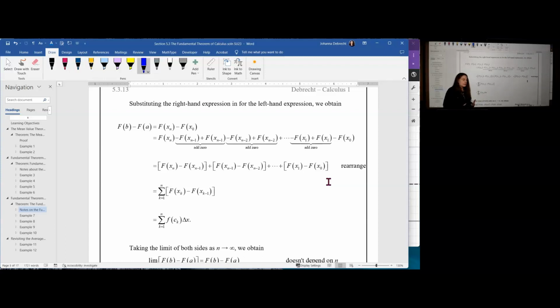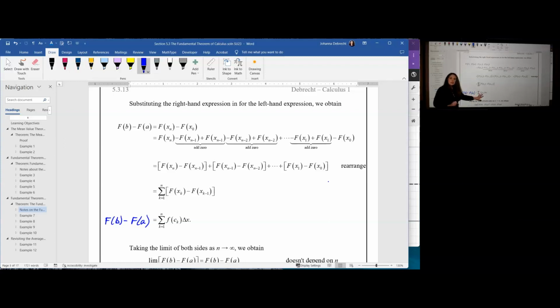Now we want to take the limit of both sides of this equation. What we have right now is F of b, the antiderivative function, minus the antiderivative function at a, equal to the sum of the lowercase f times some point in each interval times delta x. You should recognize what this is. It is a Riemann sum.